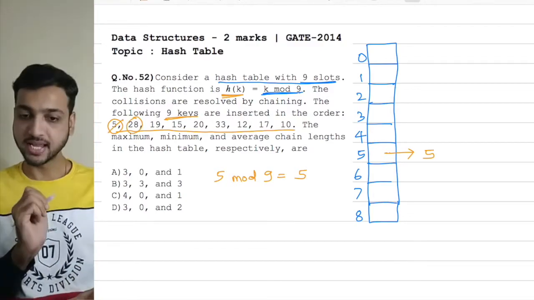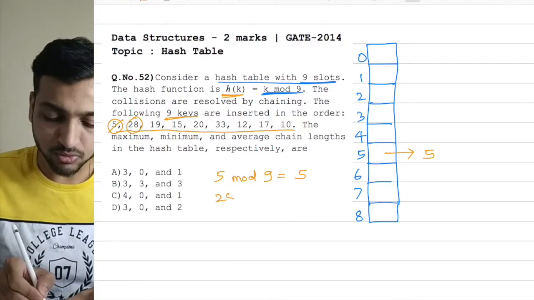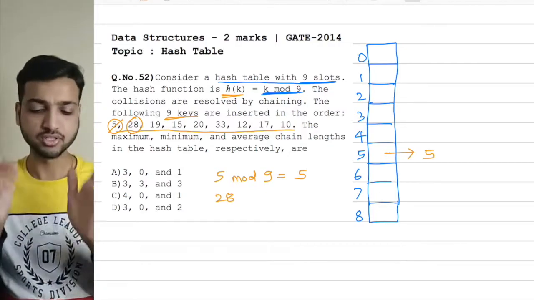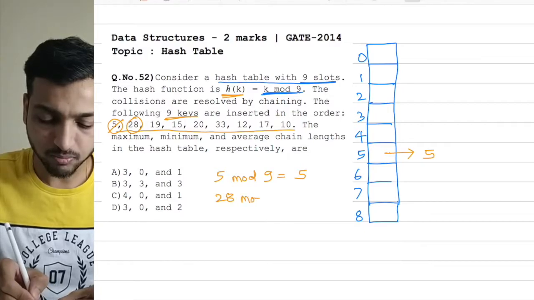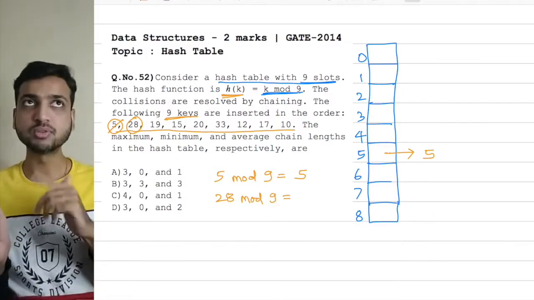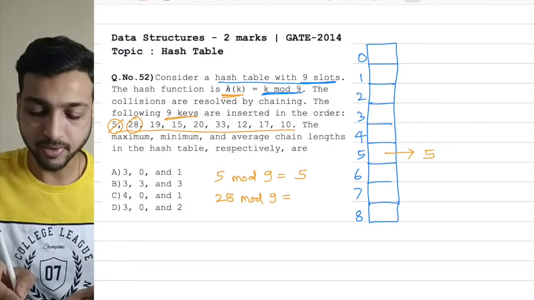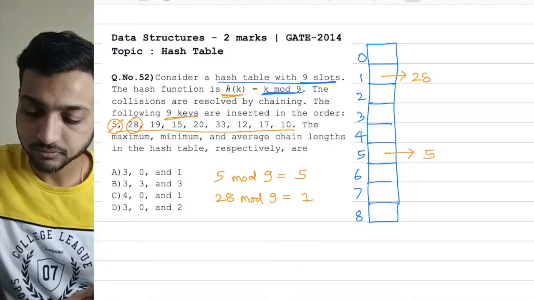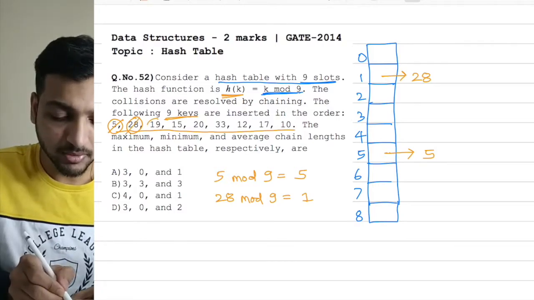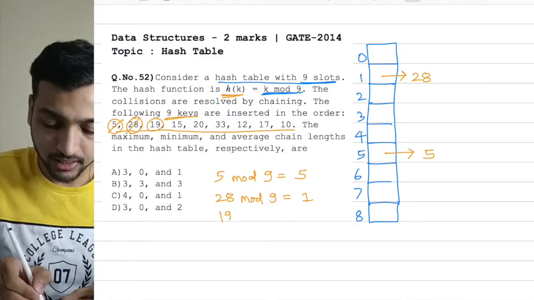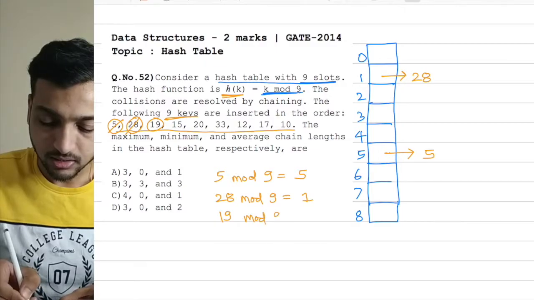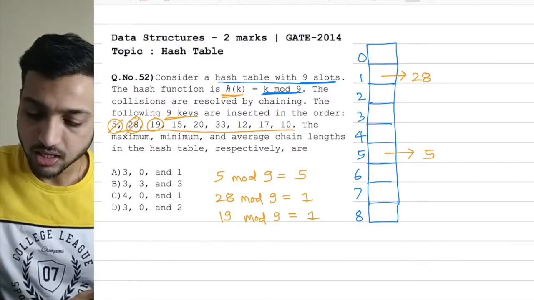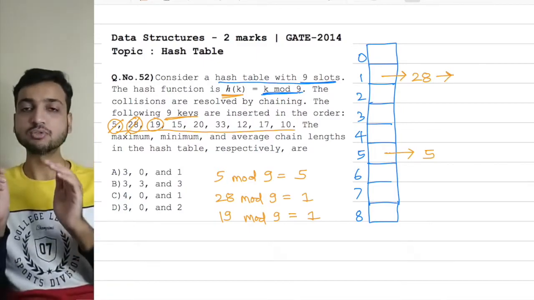Now we'll process 28. Whenever 28 is going to be inserted into our hash table, we apply the hash function. So the hash function is 28 mod 9, 9 3s are 27, so 1 is the remainder. So it will go at 1. So 28 comes here. Similarly, we have 19. Very quickly, 19 mod 9: 9 2s are 18, so again 1 is the remainder. So 19 comes into the bucket number 1.